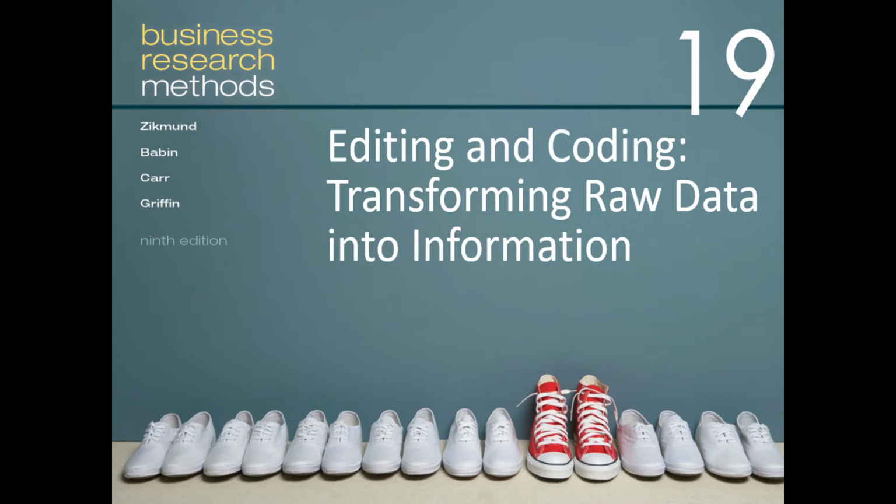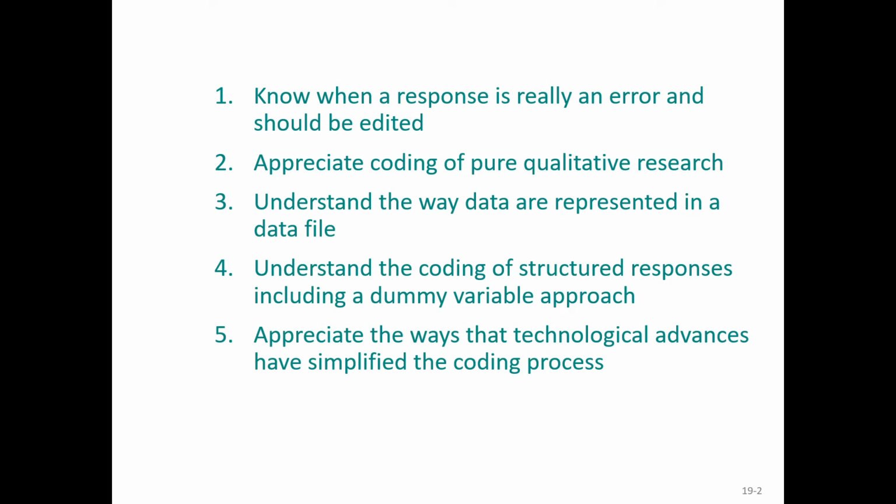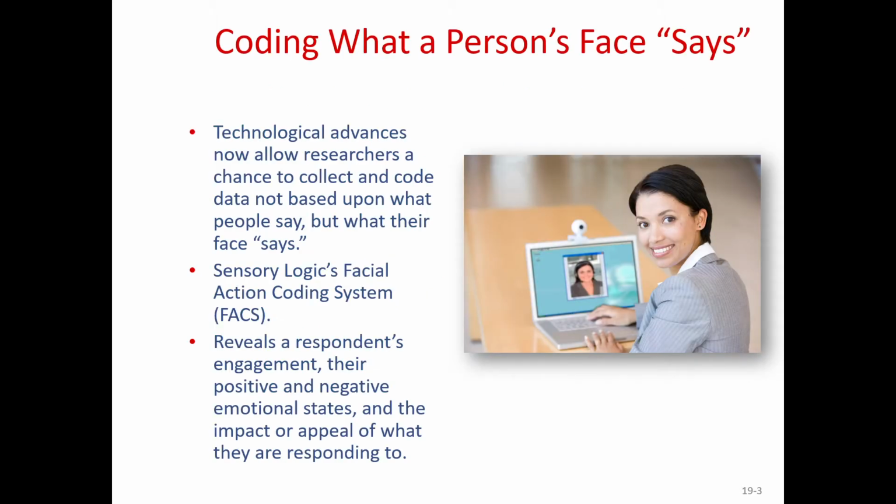Editing and Coding, Transforming Raw Data into Information, Chapter 19, Business Research Methods. After studying this chapter, we should be able to know when a response is really an error and should be edited, appreciate coding of pure qualitative research, understand the way data are represented in a data file, understand the coding of structured responses including a dummy variable approach, and appreciate the way that technological advances have simplified the coding process. Now the starting example here is about coding what a person's face says.